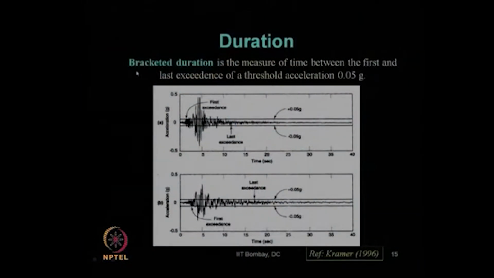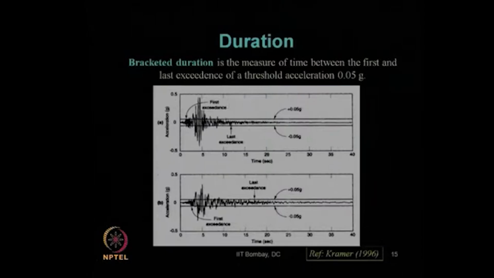Now, let us see another definition of another type of duration. Let us look at the slide. It is known as bracketed duration. What is bracketed duration? It is the measure of the time between the first and last exceedance of a threshold acceleration. What is threshold acceleration? This threshold acceleration is nothing but a minimum acceleration which will cause damage to a structure.